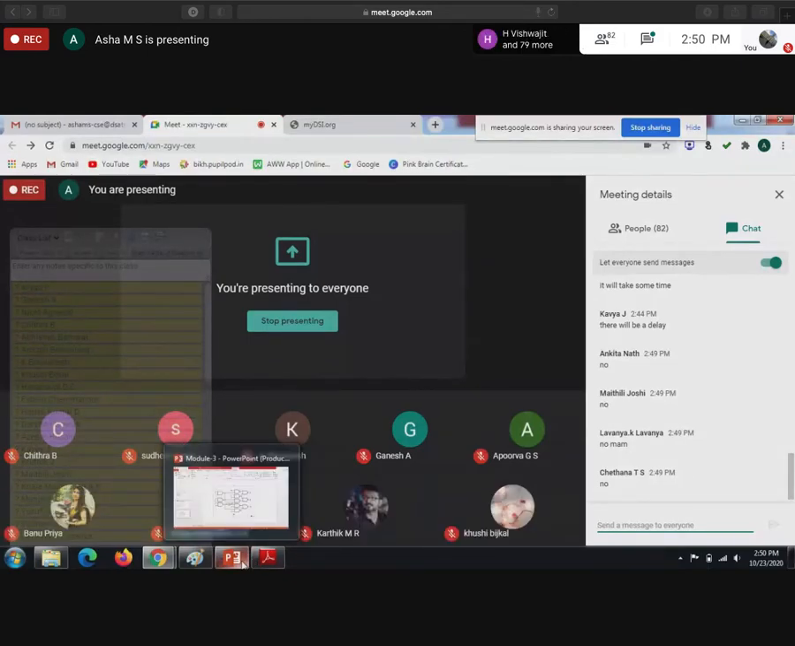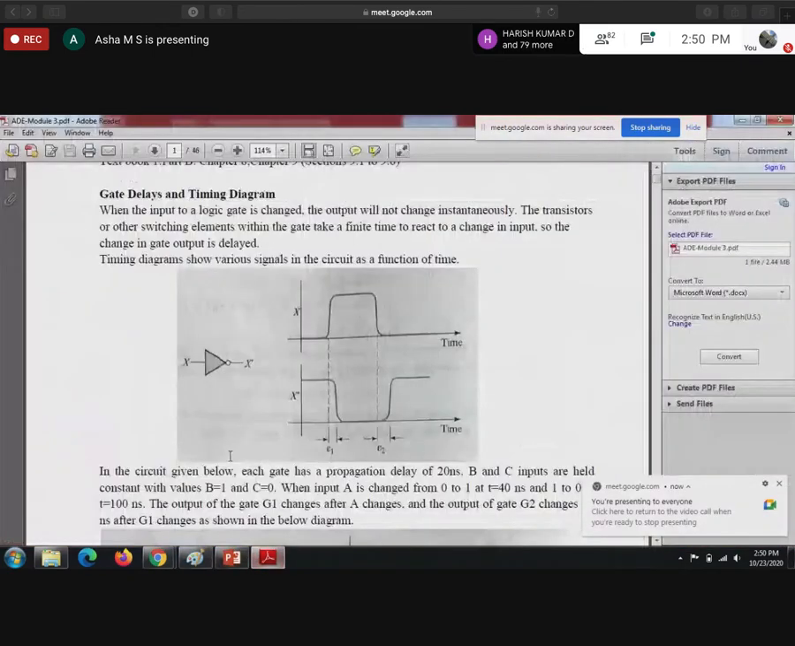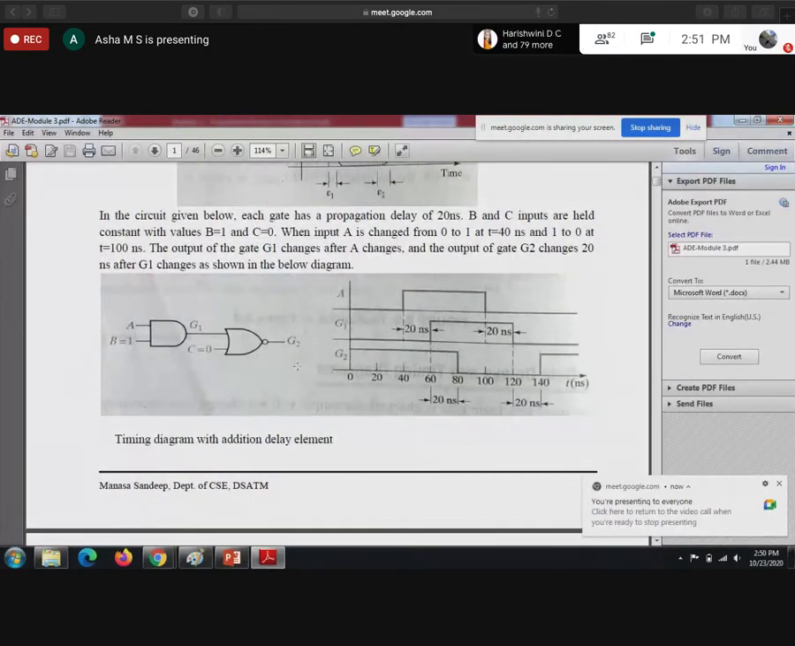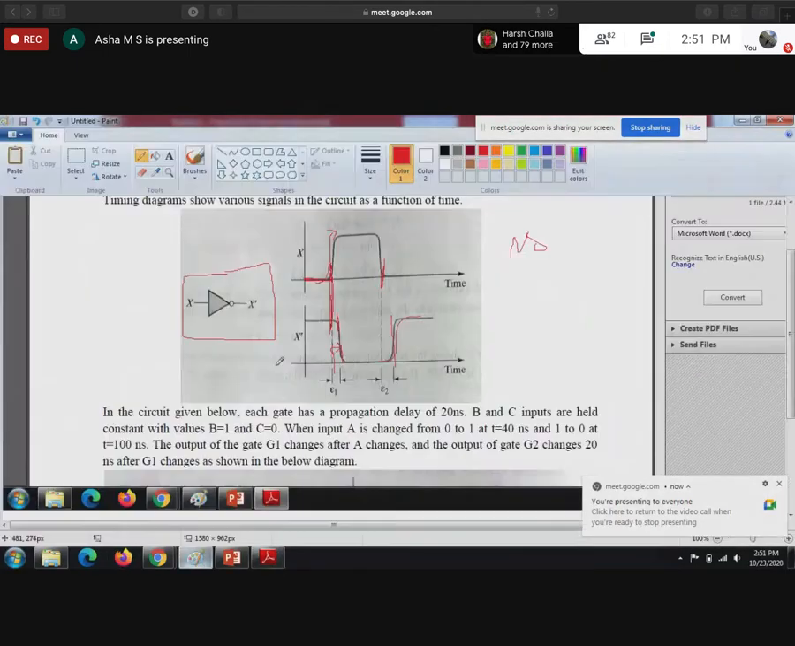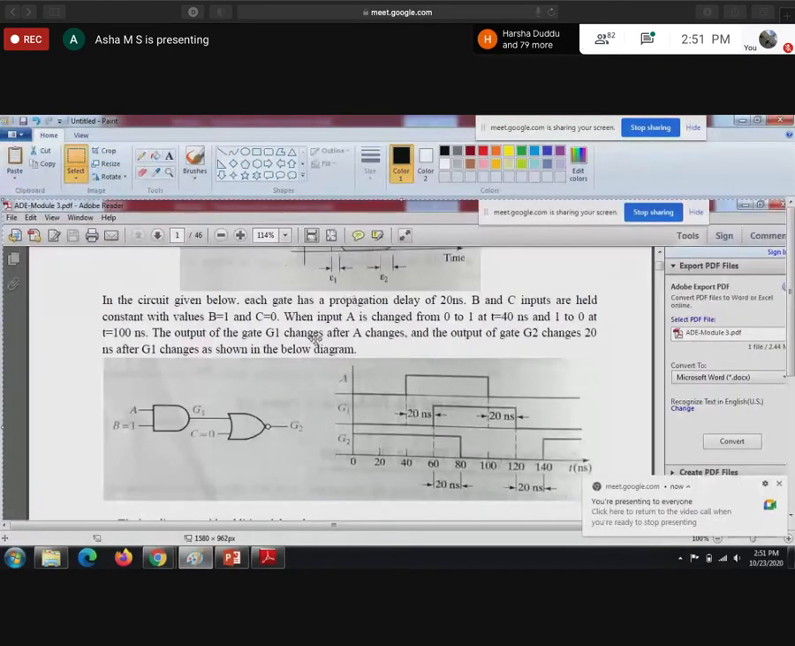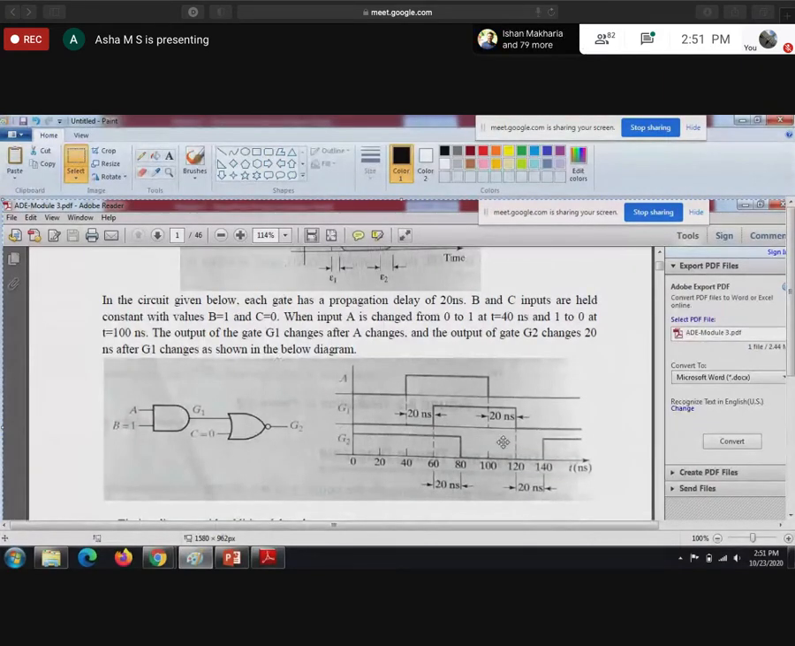Next, we'll move to the timing diagram. What do you mean by timing diagram? However the inputs change in the logic gates, that will be represented in the timing diagram.